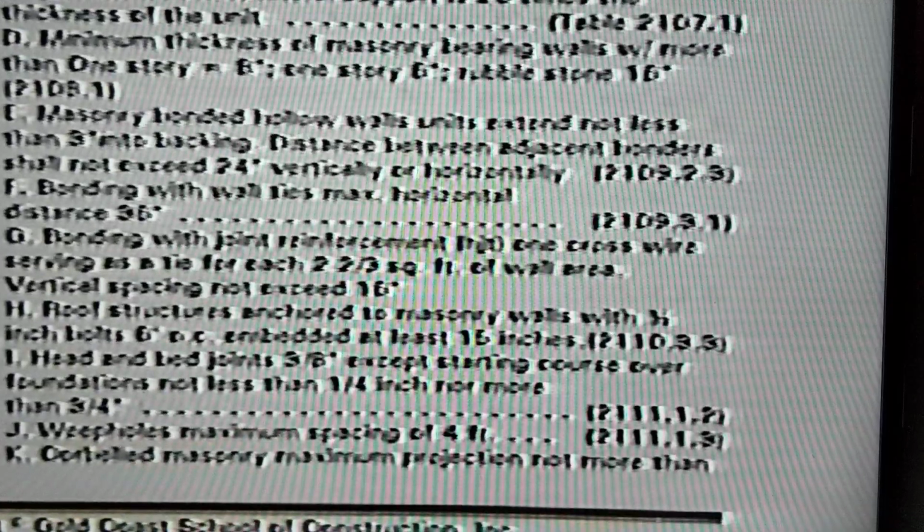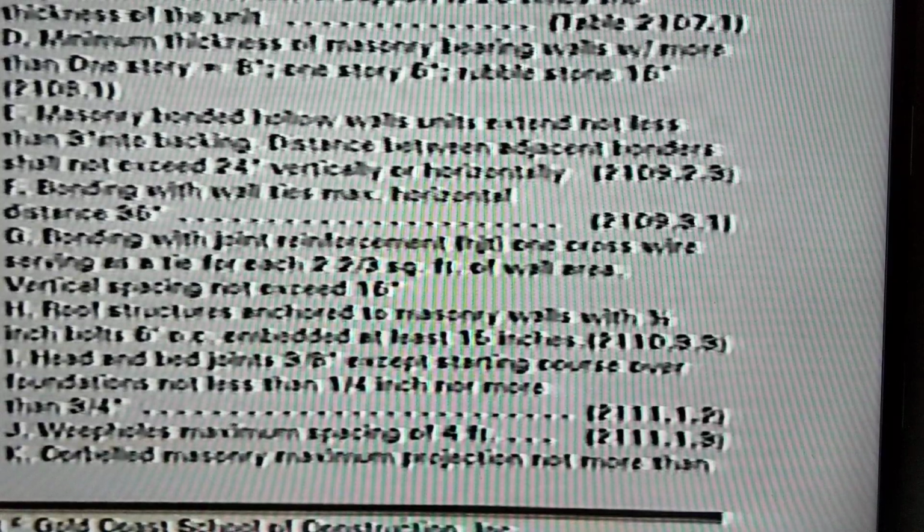Item H here describes roof structures and how they're anchored to masonry. Half-inch bolts, 6 feet on center, embedded at least 15 inches. And then there are prescriptions as to how the various joints of the blocks are supposed to be cut. If we are dealing with bricks, we have to keep in mind that water must be able to get out, and so weep holes are to be present.